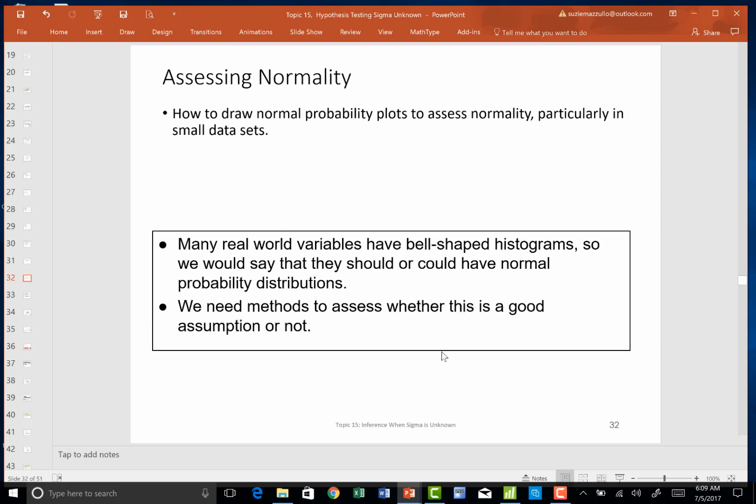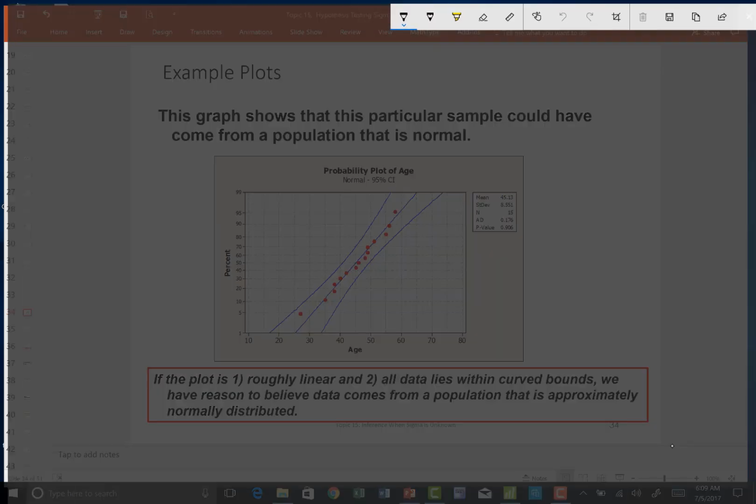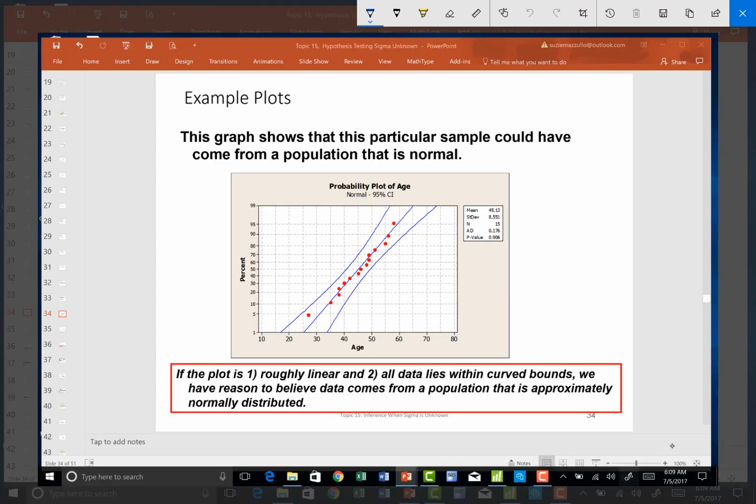So we're not going to draw them by hand. We're going to have Minitab take the data and do it for us. Minitab is very nice because it gives you this 95% confidence range of values, these blue lines right here. And basically what I tell my students all the time is, if my data lies within those two blue lines, then it's reasonable to assume that your data is normally distributed.